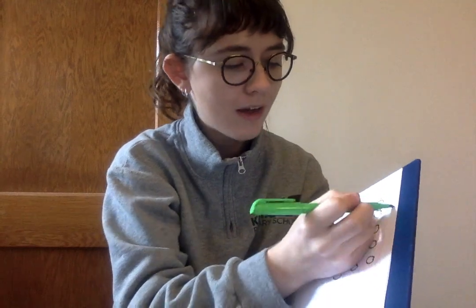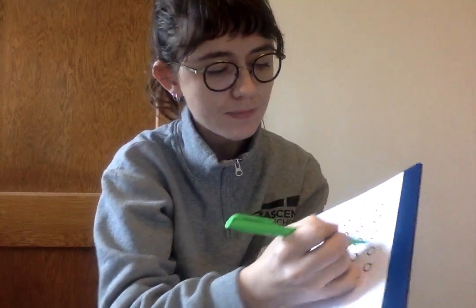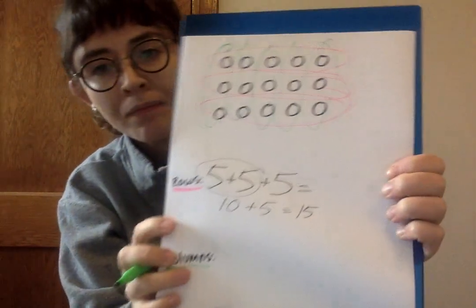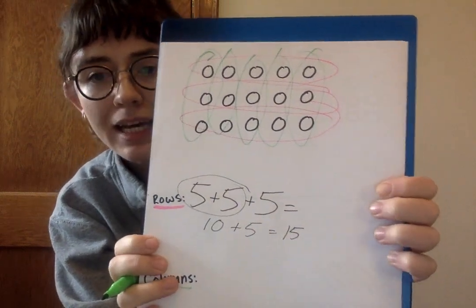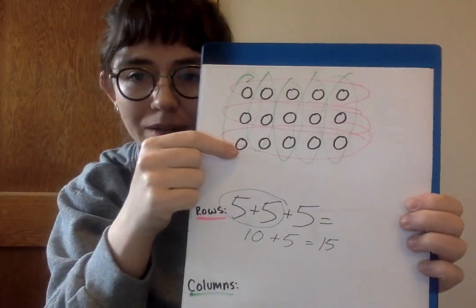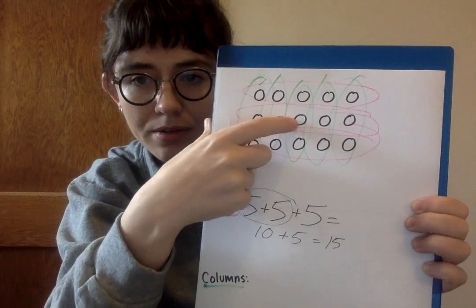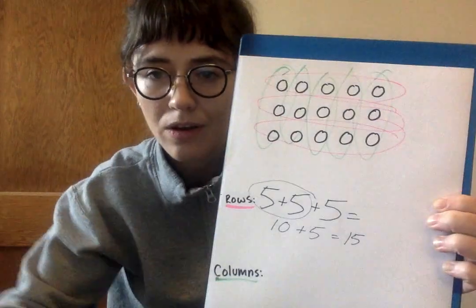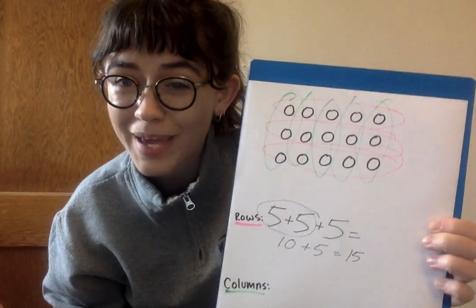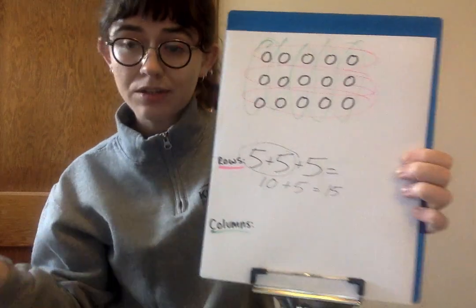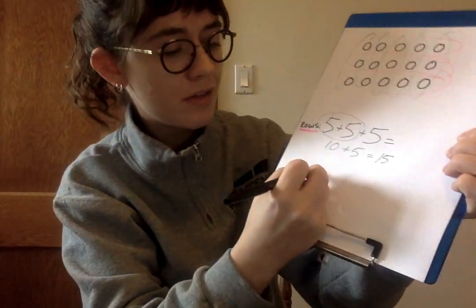So I'm going to circle my columns. And that helps me see that there are 3 in each column, and I can count my columns. There's 1, 2, 3, 4, 5 columns. So the number that I'm going to be adding over and over is 3 to show that there's 3 in each column.